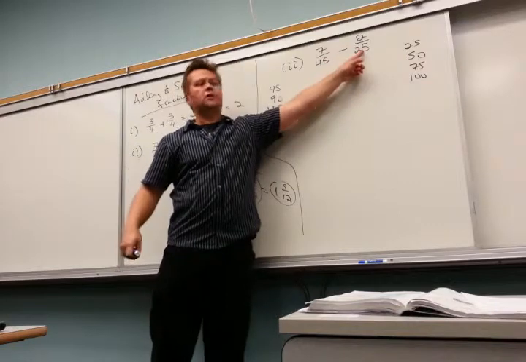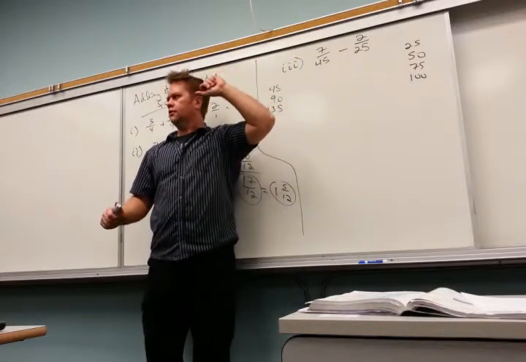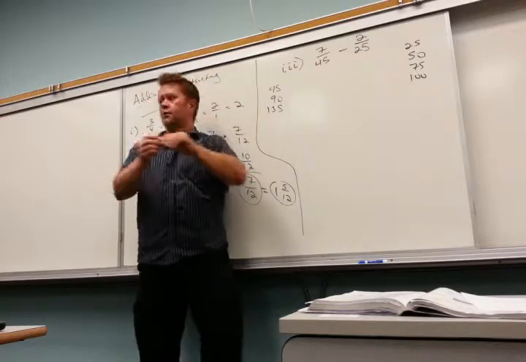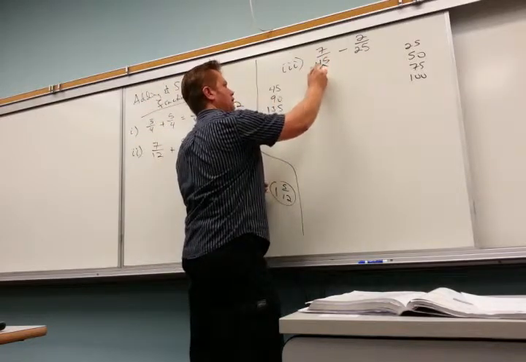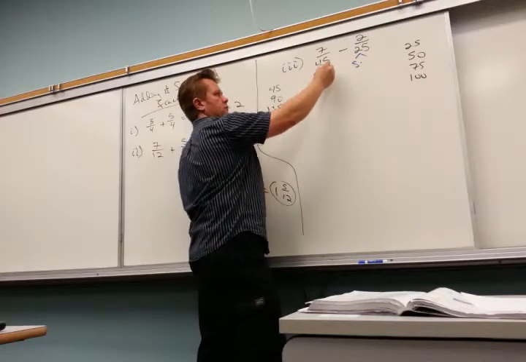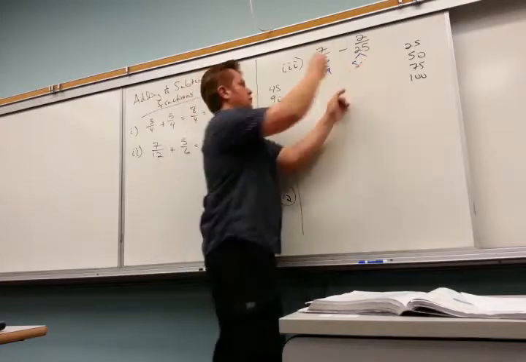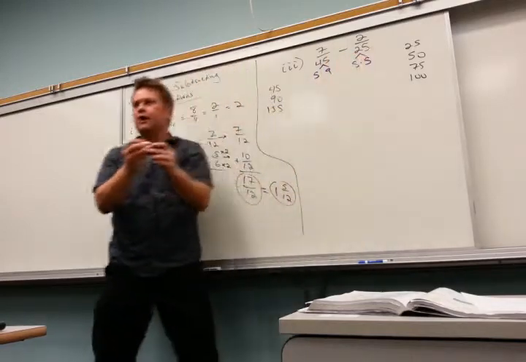What's the largest number that goes into both 45 and 25? What do you think? 5. Right. How do you write each of these? 5 times what? 9. 5 times 9 for 45. 5 times 5, good, 5 squared, that's right, 5 times 5 for 25.